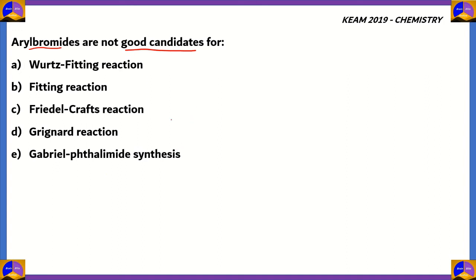Now let's look at the basic idea behind each of these reactions. Both the Wurtz-Fittig reaction and the Fittig reaction are basically the same reaction. The difference being that Wurtz-Fittig reaction occurs on both aromatic and aliphatic compounds, while Fittig reaction only occurs in aromatic compounds. So both of these reactions involve electrophilic substitution.